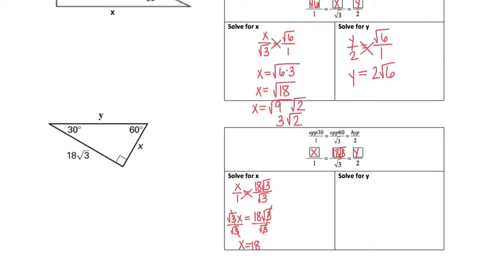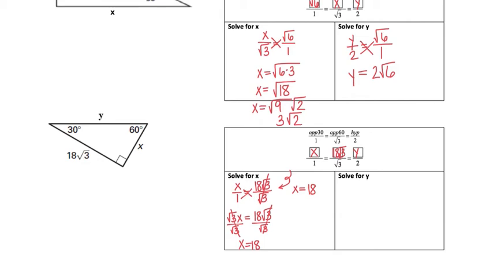Or from this very beginning step, x divided by 1 is x. 18 square root 3 divided by square root 3, those square root 3's cancel out, so we're just left with x. Or 18, I'm sorry.